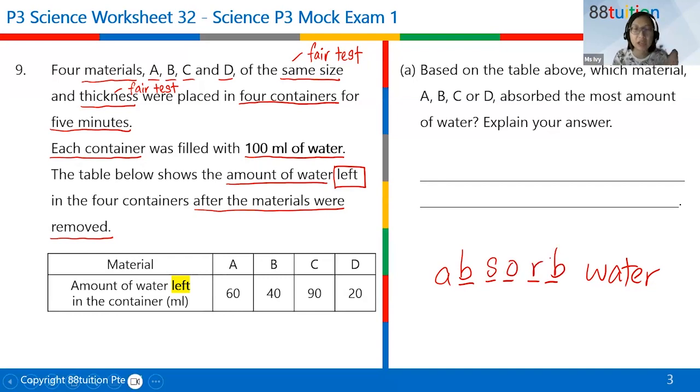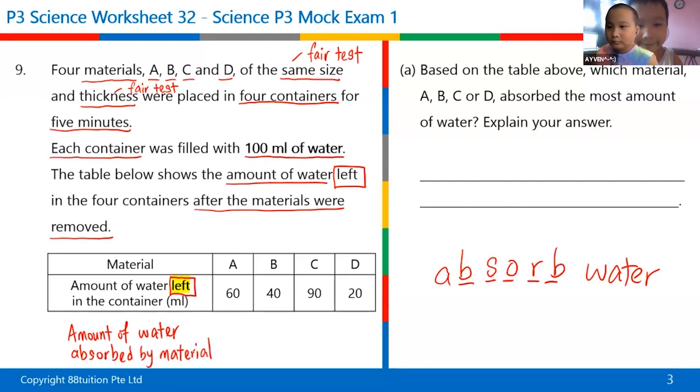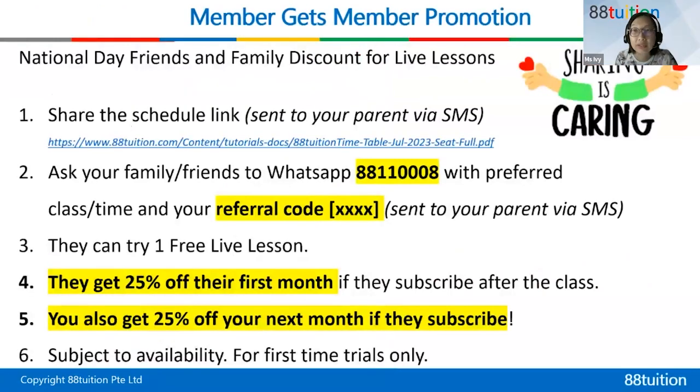So some materials can absorb a lot of water. Some materials do not absorb any water. Okay, so take note that this one is talking about amount of water left. All right, so let's now switch to amount of water absorbed. Okay, absorbed by the material. All right. So can you now tell me, everybody take your chance.